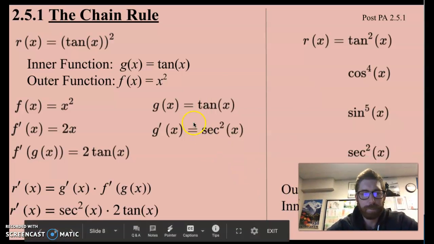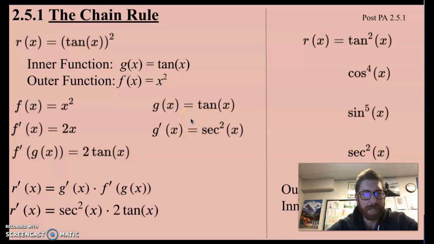So brass tacks, bottom line stuff, when you're doing a chain rule, when you're trying to find the derivative of a composite function, you do the derivative of the inside times the derivative of the outside. If you can remember that, you'll be in good shape.